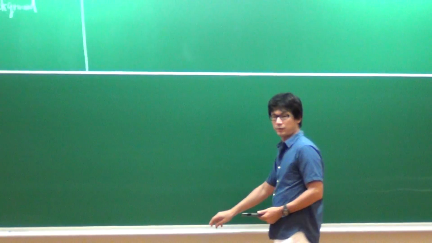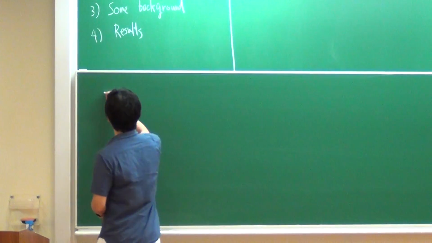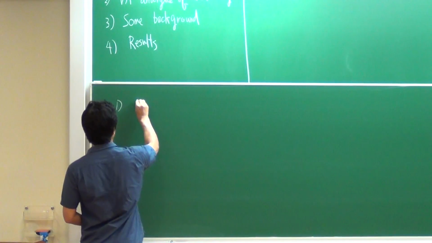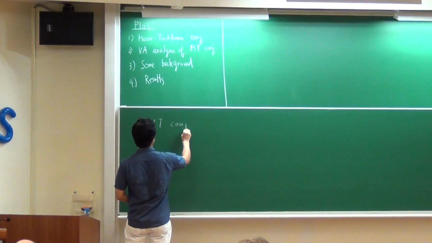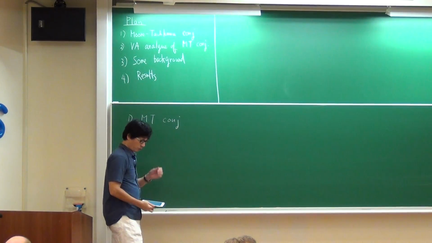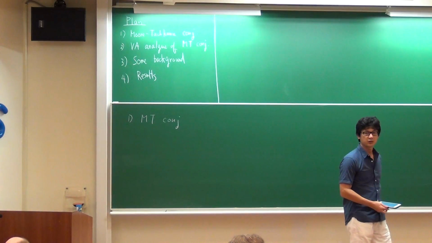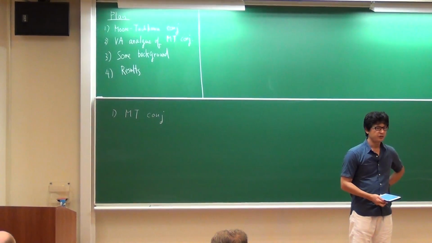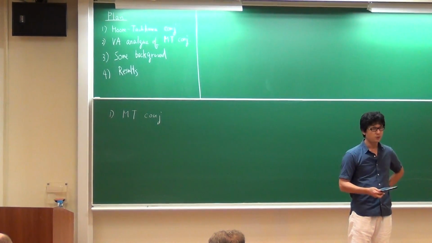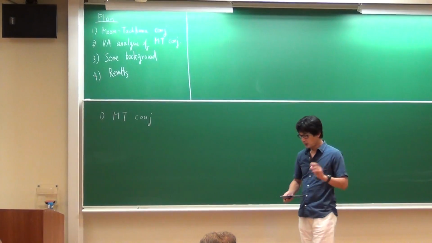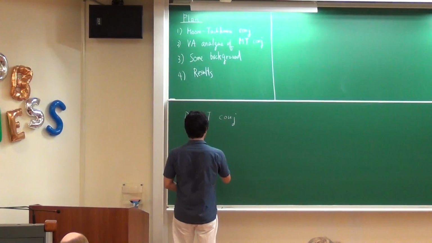So here is the outline of my talk. I start with the Moore–Arakawa conjecture on symplectic varieties. This is a certain conjecture on the existence of two-dimensional topological quantum field theory associated with symplectic varieties.